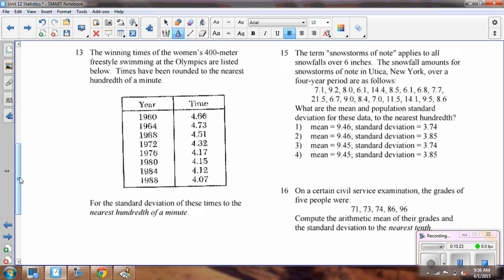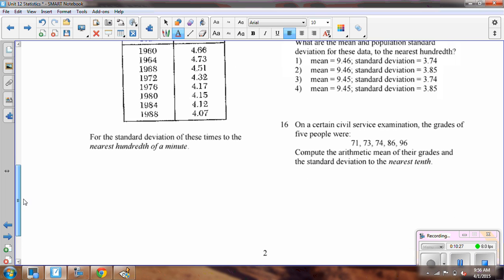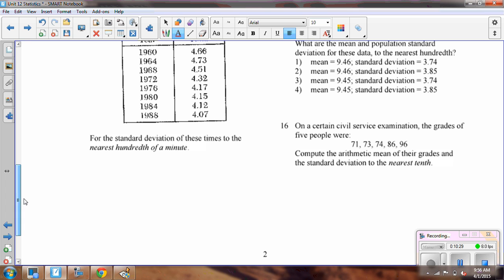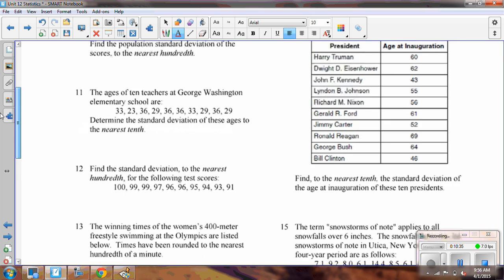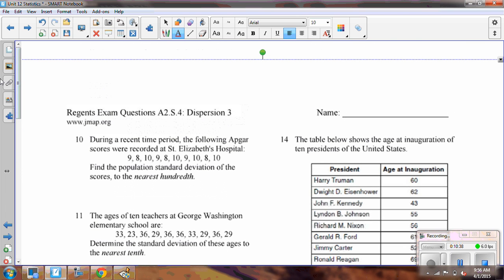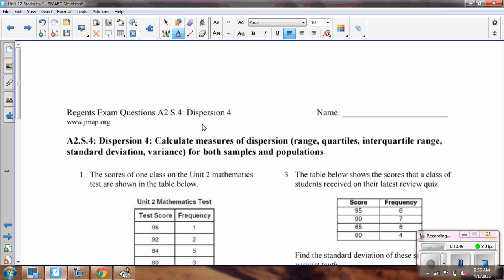If you are interested in calculating it by hand, you can Google standard deviation formula by hand, and it will show you how to do the hand calculations. If you are somebody who wants to do it all by hand, I will warn you, however, that that will take quite a bit longer than just typing into the calculator. We're going to end this video before we get to worksheet dispersion 4, and the last video for dispersion will be for worksheets 4 and 5.